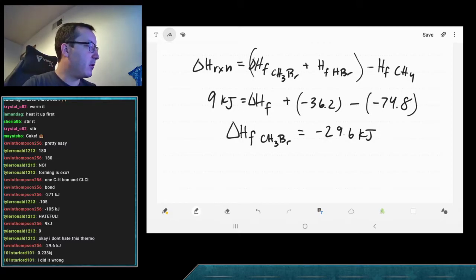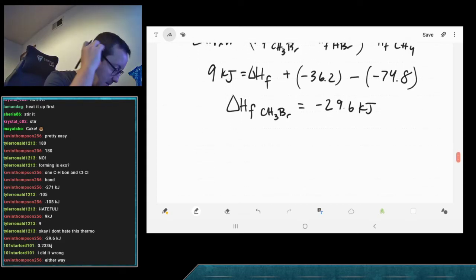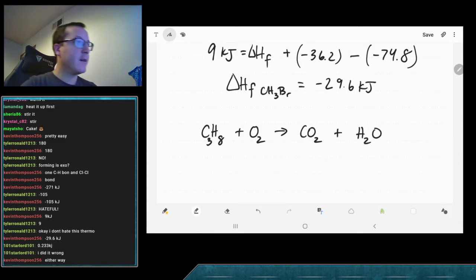What do we want? Another problem with the bond enthalpy? Or something else? Either way, okay, let's just do one more then. Let's make it a complicated one. Let's use our bond enthalpies here. Much more complicated problem.